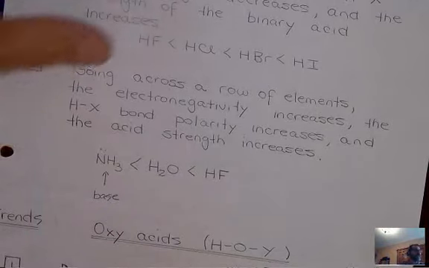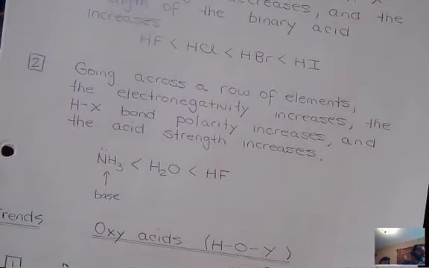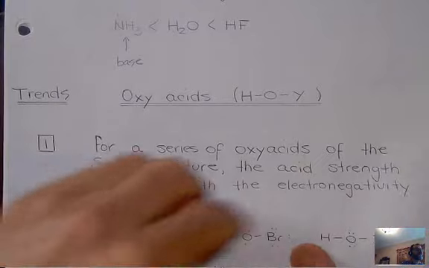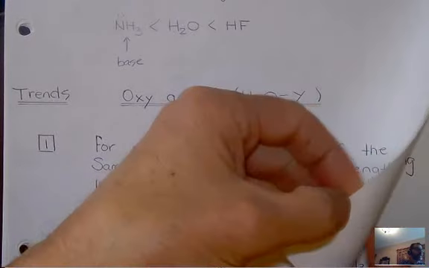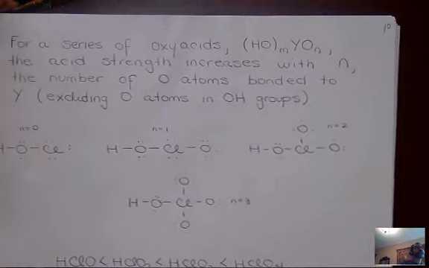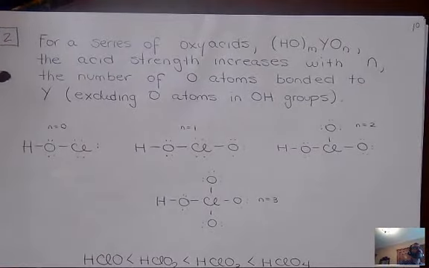Good. Okay, so that's the first set of trends for the binary acids. And then down at the bottom, this is on page 9 of your notes, for the oxyacids, okay, a couple more trends that you're responsible for. So the second one for the oxyacids, this is on the top of page 10 of your notes.